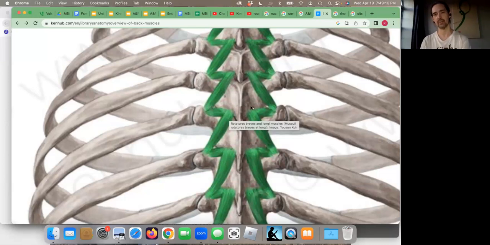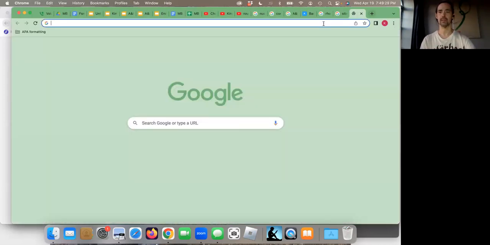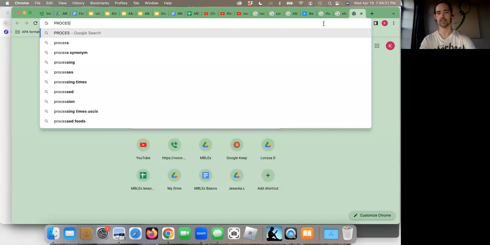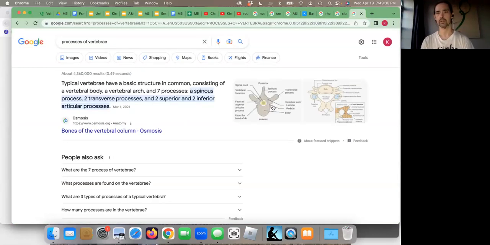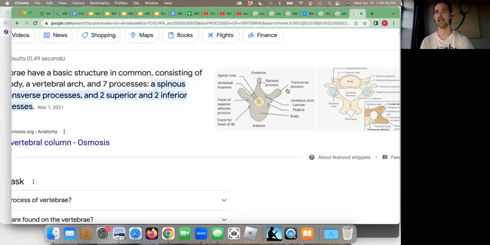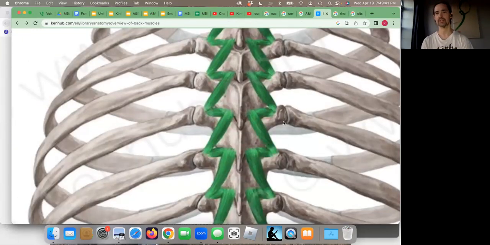What is this called? Somebody help me out with the name of the lateral aspect of the vertebrae. You have the spinous process in the middle, and then you have the... nobody knows? Okay. Processes of the vertebrae. It's called the transverse process. It's so hard for me to remember transverse instead of lateral. So transverse process, right? And then spinous process.